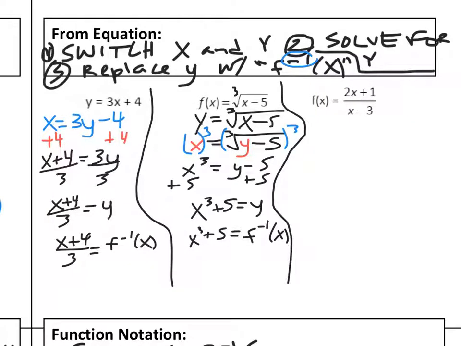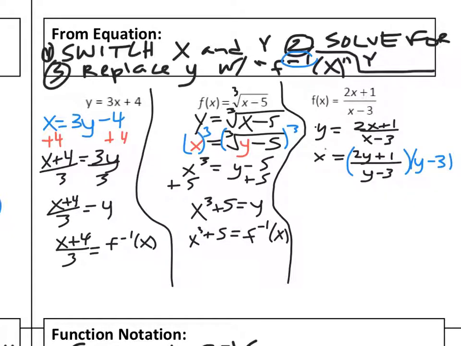All right. So this last one is going to be our most complicated example because I have an x in the numerator and denominator of a fraction. So just stay with me. We're going to replace f of x with y. So y equals 2x plus 1 over x minus 3. Switching, x equals 2y plus 1 over y minus 3. So my first step is to clear my denominator, so I'm going to multiply on both sides by y minus 3.